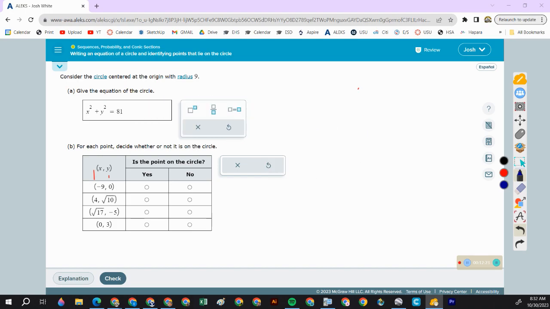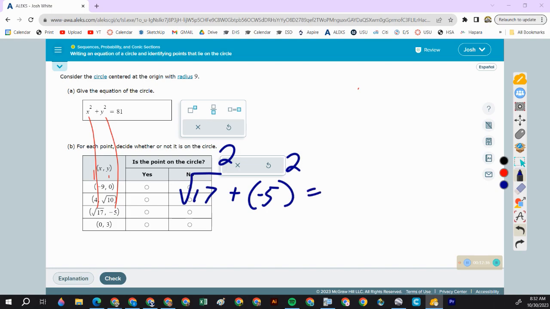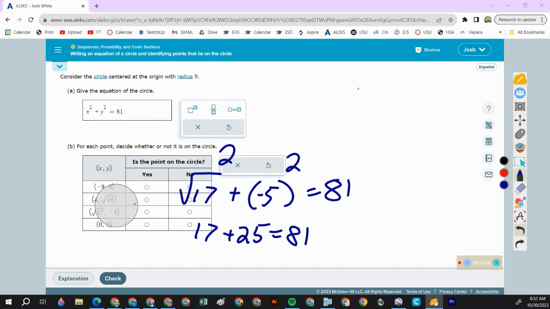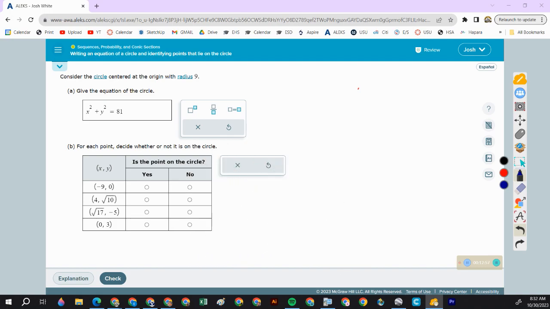Okay. So root 17 and negative 5. The square root of 17 squared plus negative 5 squared is equal to 81. So root 17 times root 17 is just 17. And negative 5 times negative 5 is 25. Is that a true statement? No. So that is not on the circle. Okay. That's it. Get to work.